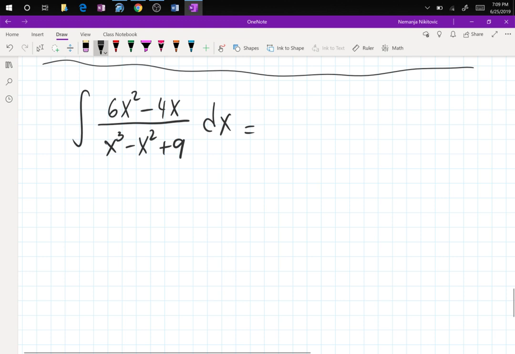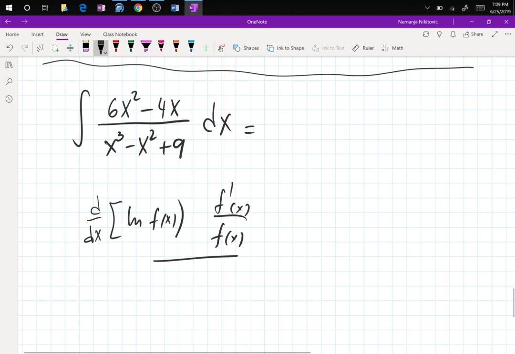Well, you need the function on the bottom and the derivative on top. If you learned anything in chapter 3, you learned that the derivative of ln of f of x was f prime of x over f of x. Well, now you're going backwards. So if you have this, you will have ln of f of x.